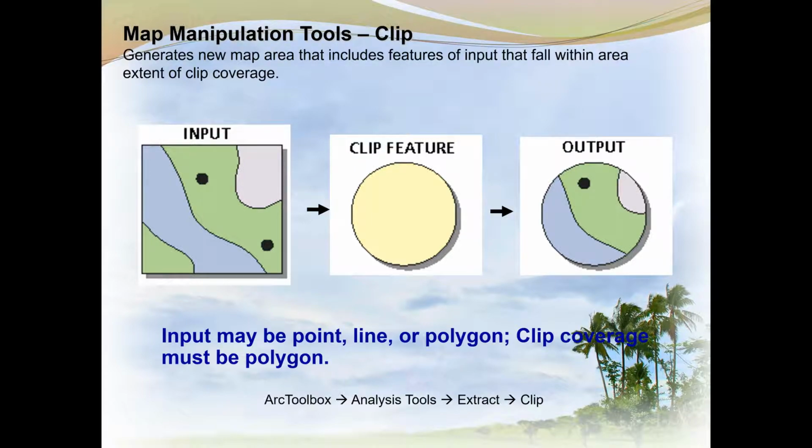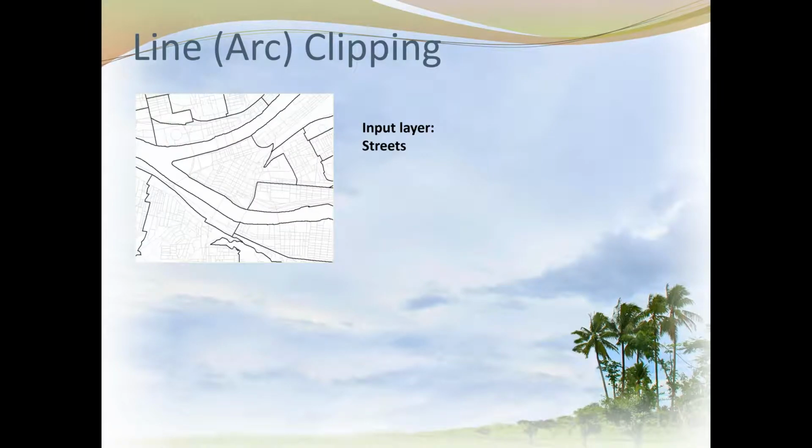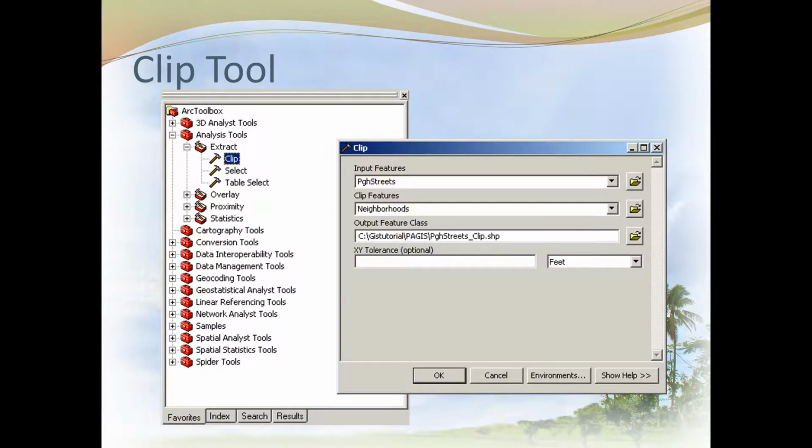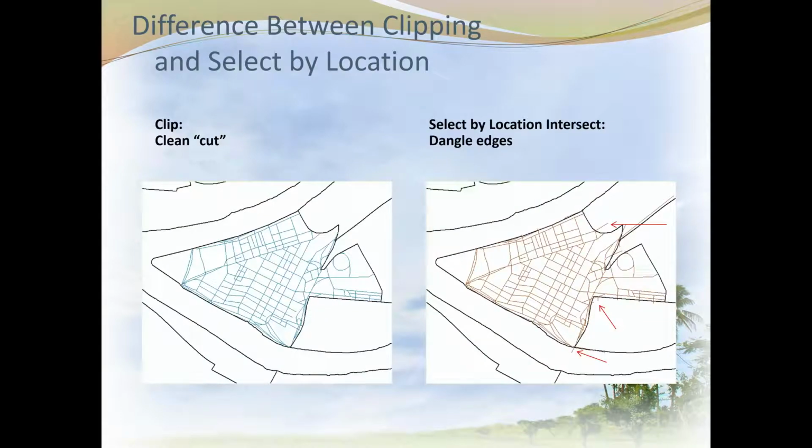So that clip, we already showed in the map. It's just like you use the clip feature as a cookie cutter. You cut it. It generates a new map area that includes features of the input that fall within the area extent of the clip coverage. So this is clipping. You want something here, and the output clip will be like that. So this is the old version for clip.